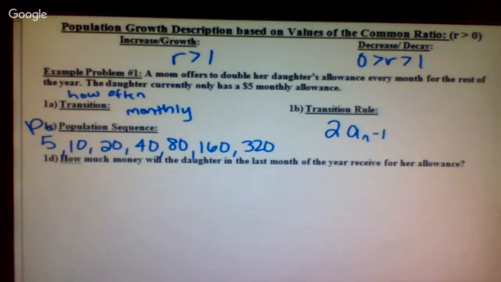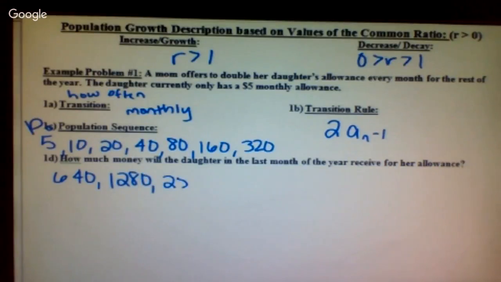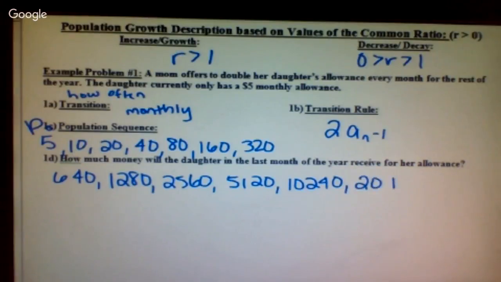How much money will the daughter get in the last month of the year? So we've done 6 months. We need to do 6 more. So what comes after 320? 640. 1280. 2560. Then 5120, 10,240, let me do the math. 20,480.